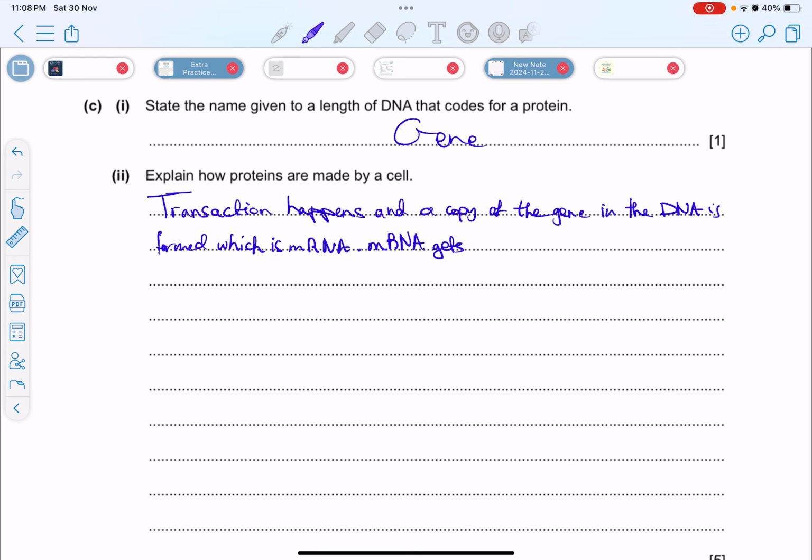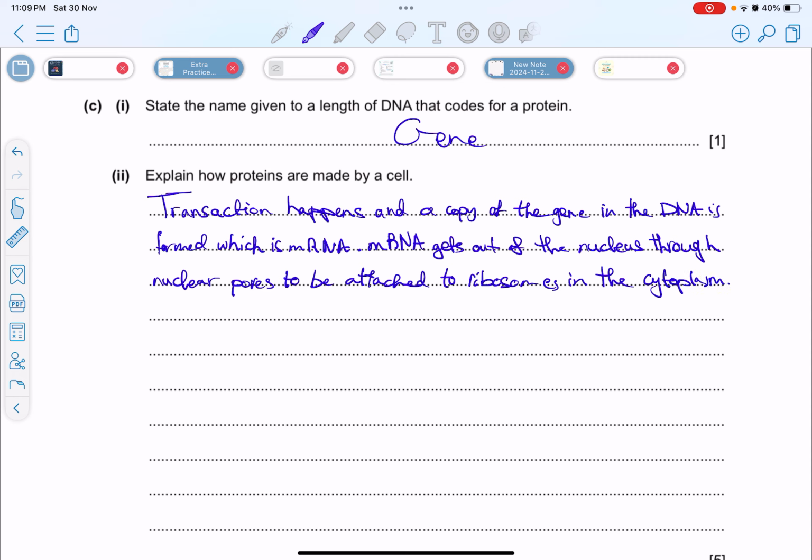gets out of the nucleus through nuclear pores to be attached to ribosomes in the cytoplasm.